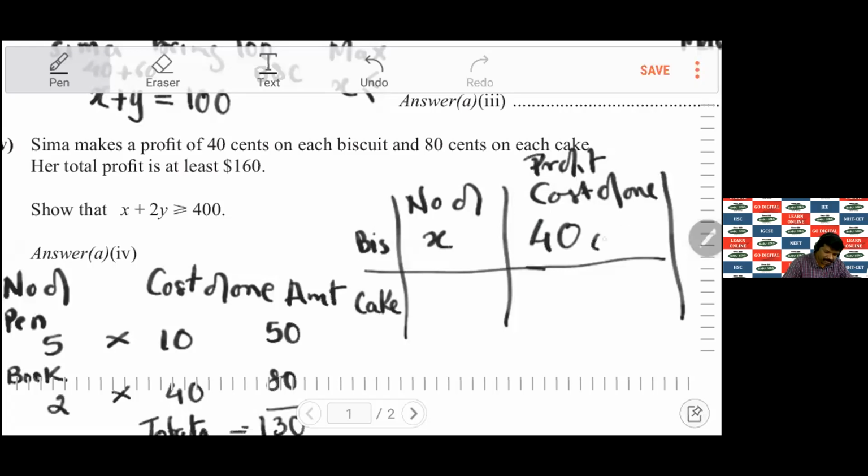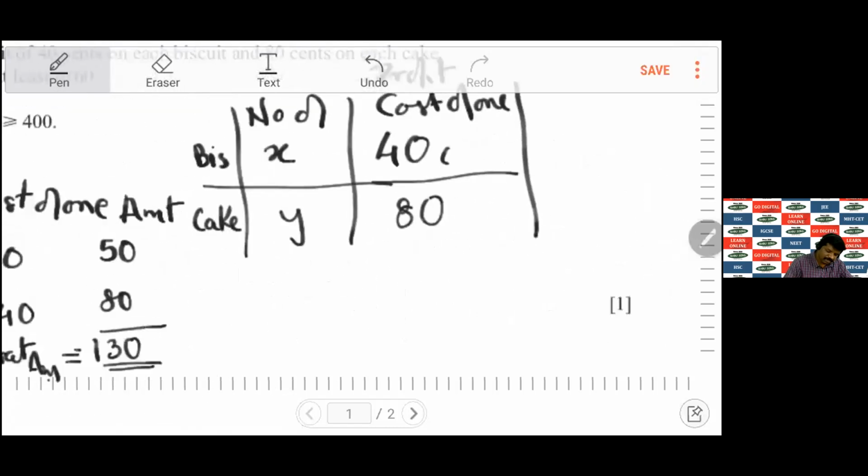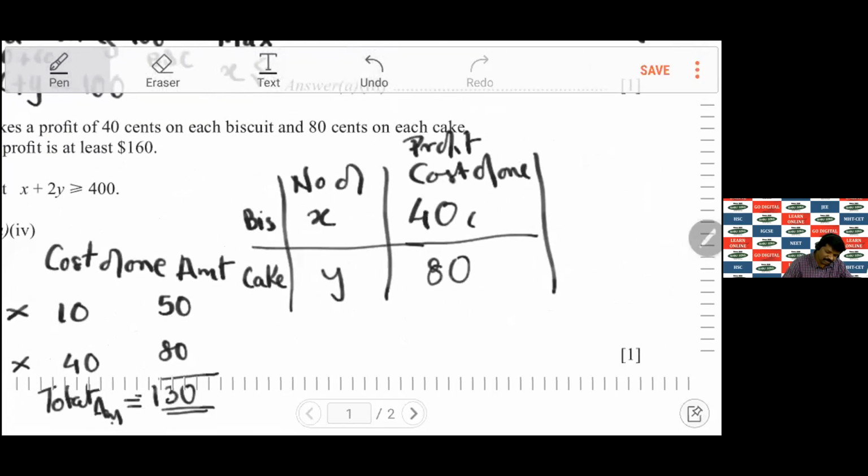And what is the number of cakes? Y. And what is the profit on a cake? 80. So here, instead of amount, we'll have profit.